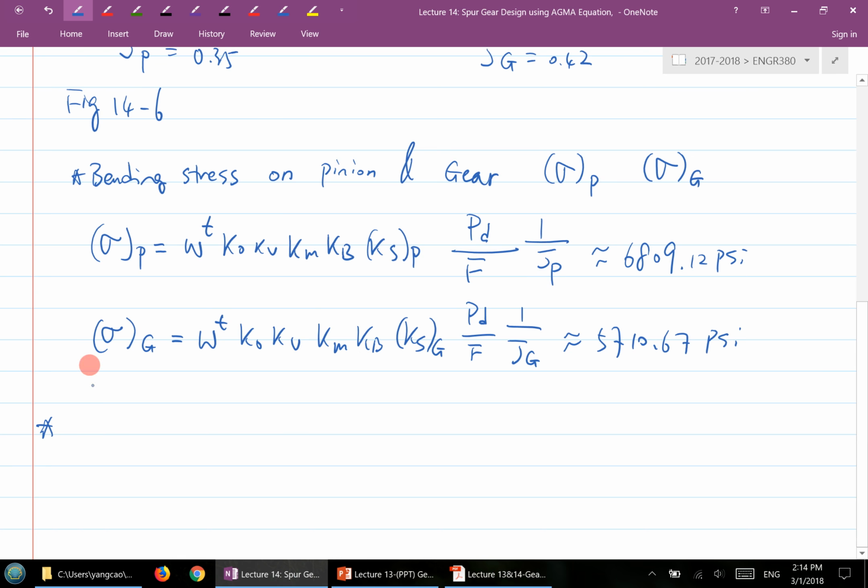So the next step, we'll look at the contact stress. We'll look at the contact stress on the surface of the pinion and the gear there.